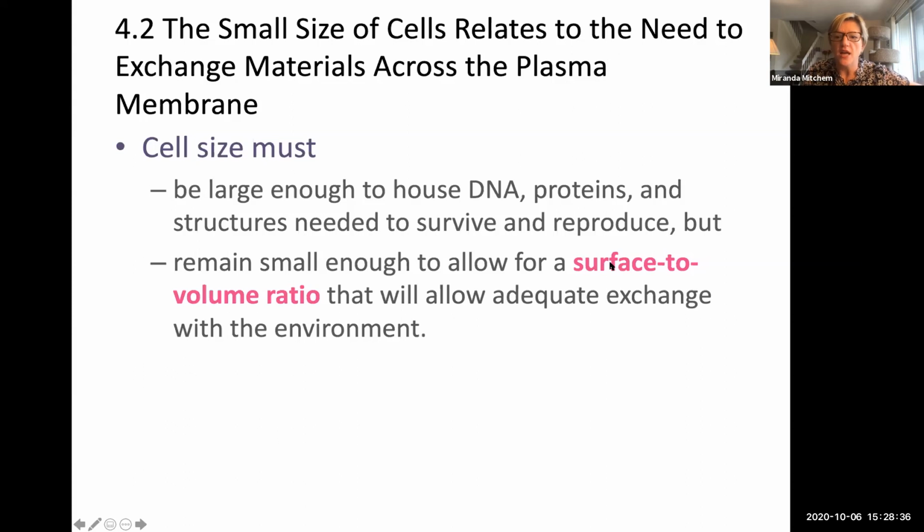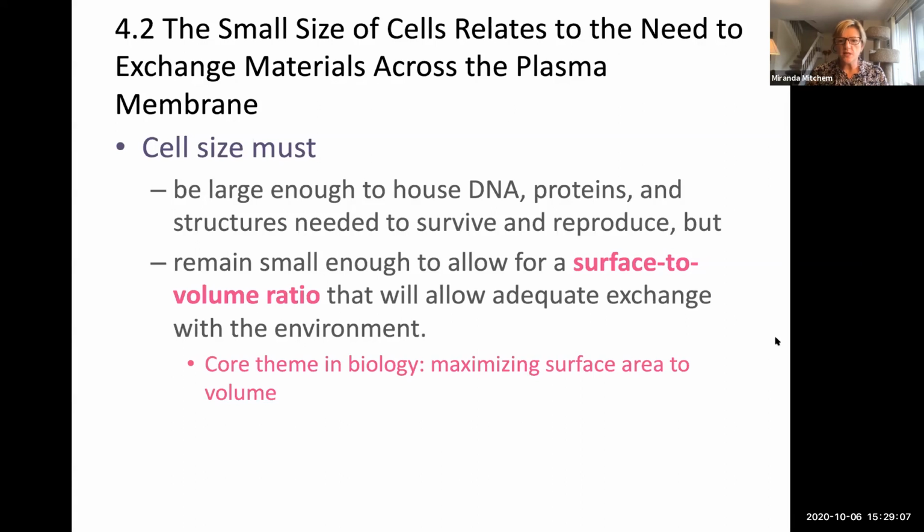So that brings in a concept referred to as the surface area to volume ratio. I'll show you some examples, but it's an evolutionary adaptation that has occurred over many generations, where cells have adapted. They figured out a way to deal with this size problem. And it's actually quite simple. So we see this core theme of maximizing the surface area to volume ratio throughout all of biology.